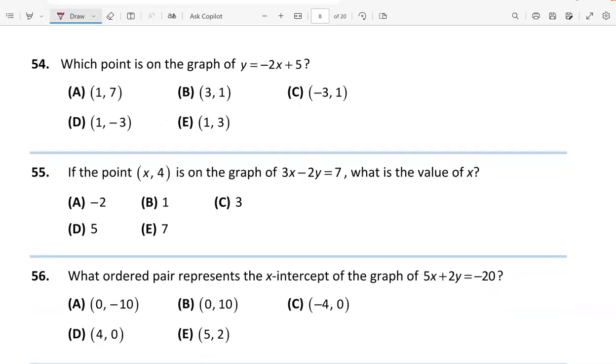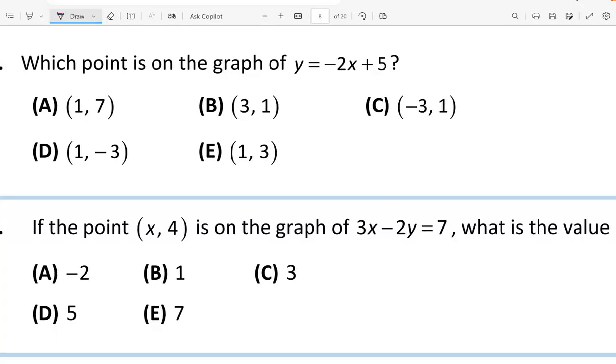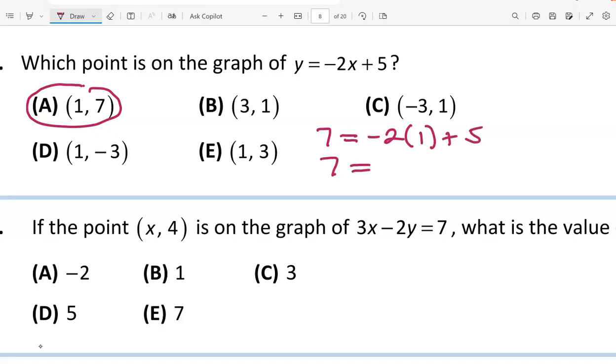For number 54, we're asked which point is on the graph. For a point to be on the graph, the x and y value have to make the equation a true statement. They have to be a solution. When we graph a line, we're literally graphing all of the solutions in the form of ordered pairs of this equation. So let's try replacing x with 1 and y with 7. 7 is equal to -2 times 1 plus 5. That would give us 7 is equal to -2 plus 5. -2 plus 5 is 3, so that is not true. That point's not on the graph.